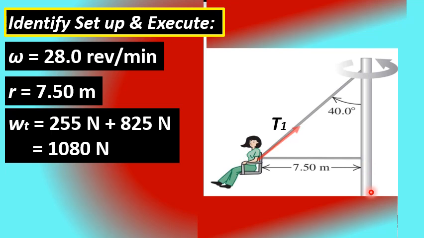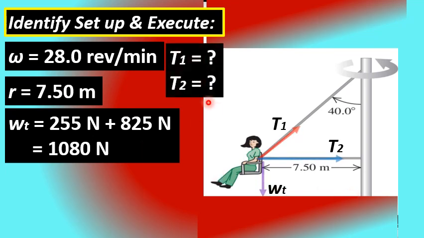And the force exerted by the horizontal cable is labeled here as T sub 2. And of course, the weight of the girl and the seat combined is labeled as W T and represented by the downward arrow. And our target variables are T sub 1 and T sub 2.